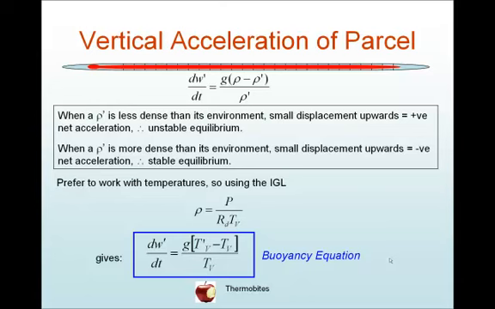So when the virtual temperature of the parcel is greater than that of the environment, then we have positive buoyancy. The parcel, after a small vertical displacement, will move upwards. But if after that small vertical displacement the parcel's virtual temperature is less than that of the environment, then the buoyancy force is downwards. And if the parcel's virtual temperature is the same as the environment, then there's neutral buoyancy.